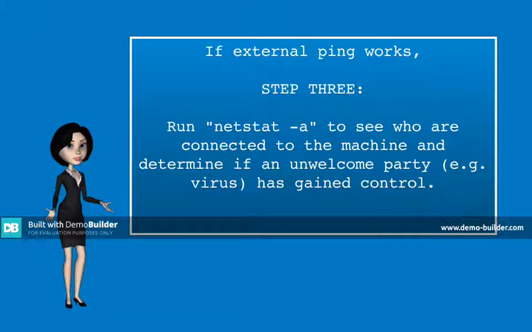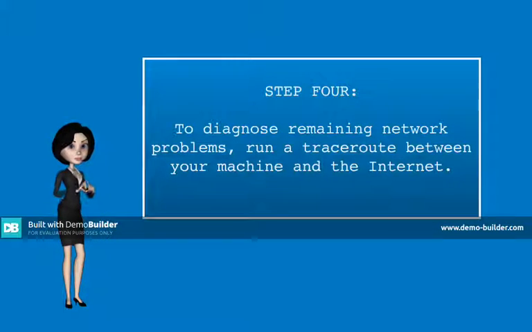Run netstat -a to see who are connected to the machine and determine if an unwelcome party, for example a virus, has gained control. Step 4. To diagnose remaining network problems, run a traceroute between your machine and the internet.